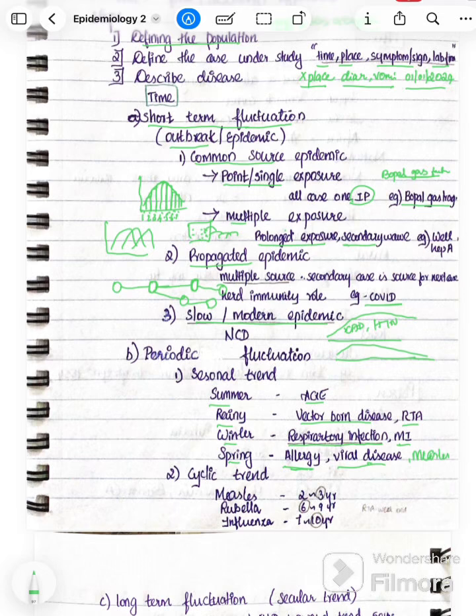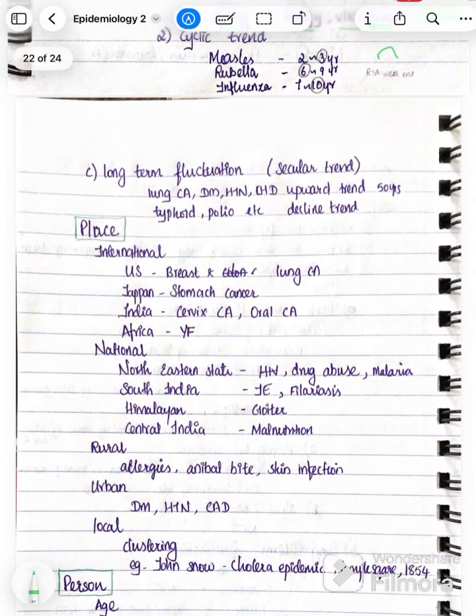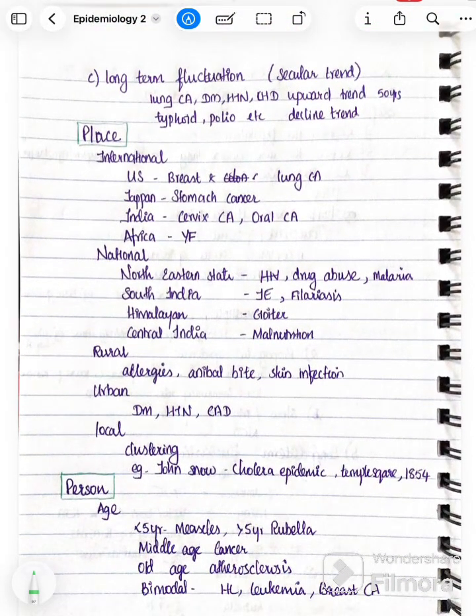Then cyclical trend. Some diseases come in a cycle form. Every 2 to 3 years, measles may come. Rubella every 6 to 9 years. Influenza every 7 to 10 years. Like that, RTA weekly once: every Saturday and Sunday there will be a rise in road traffic accidents. Now long-term fluctuation, also called secular trend. Lung cancer and diabetes mellitus, these chronic diseases, have been in a slow upward trend for the past 50 years. Communicable diseases like typhoid and polio have been in a downward trend for the past few decades.